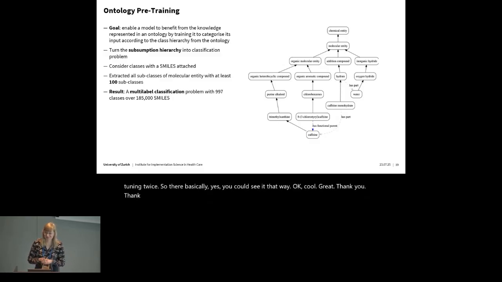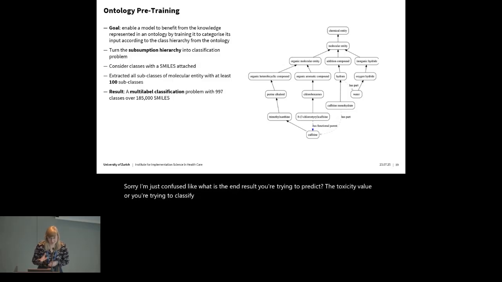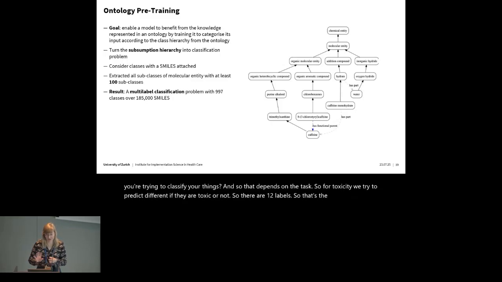Thank you. Any other questions? Sorry, I am just confused. Like, what is the end result? You're trying to predict the toxicity value, or you're trying to classify things? So that depends on the task. For toxicity, we try to predict whether they are toxic or not. So there are 12 labels. So that's the classification. And for others, for example the solubility, that's a solubility value. So that's a regression problem. So it is like along with the SMILES, you're giving these ontology classes, and it is improving these predictions.